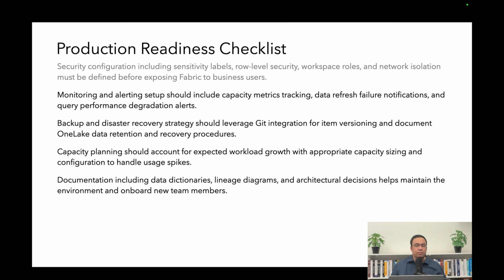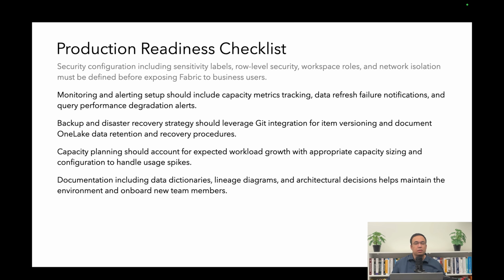Fourth is capacity planning. Size your capacity appropriately for expected workload. Plan for growth. Configure auto-scaling if your usage patterns are predictable and would benefit from it. Have a plan for handling usage spikes like end of quarter reporting cycles.